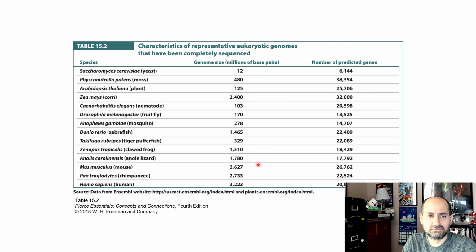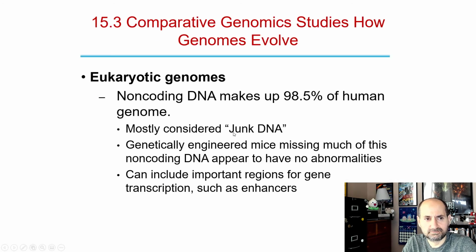So you see how there's really no correlation between the amount of DNA and the number of genes, or between the amount of DNA and the complexity of a creature. Look, Homo sapiens, humans, have 3 billion base pairs, and corn has 2 billion, and corn has way more genes than we do. Corn has 32,000 genes, and we have only about 25,000 genes. And yet we are more complex creatures than corn, for instance.